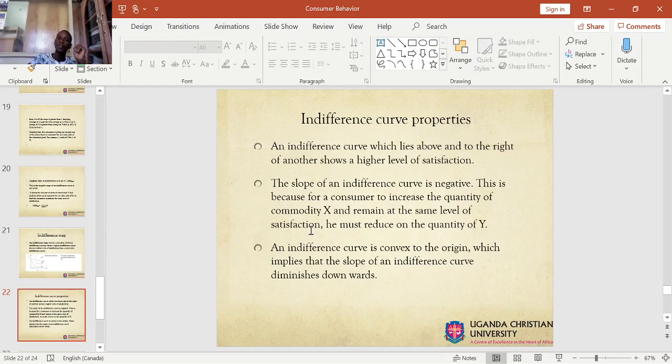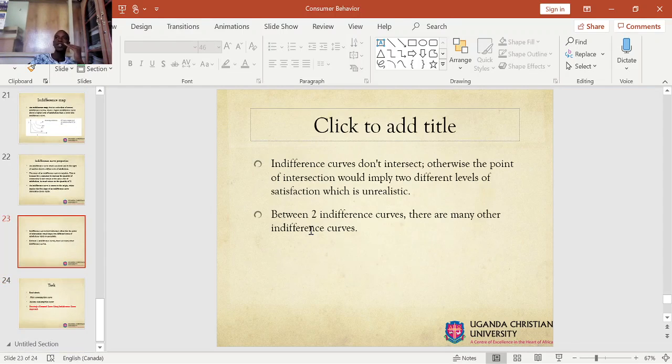An indifference curve is convex to the origin, which implies that the slope of an indifference curve diminishes downwards. Meaning, as you calculate going down, you'll be foregoing fewer units of y to have an extra unit of x, because you also wish to consume some units of y. So as you go down the slope, you'll be willing to forego fewer units of y to have an extra unit of x.